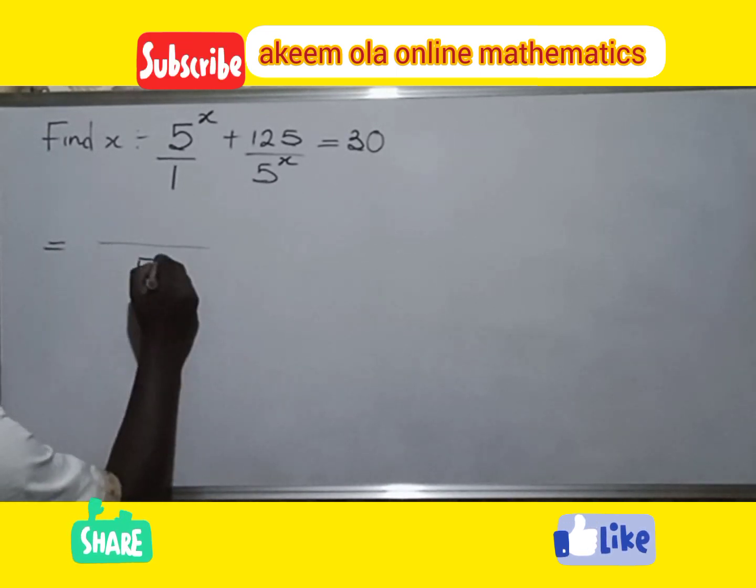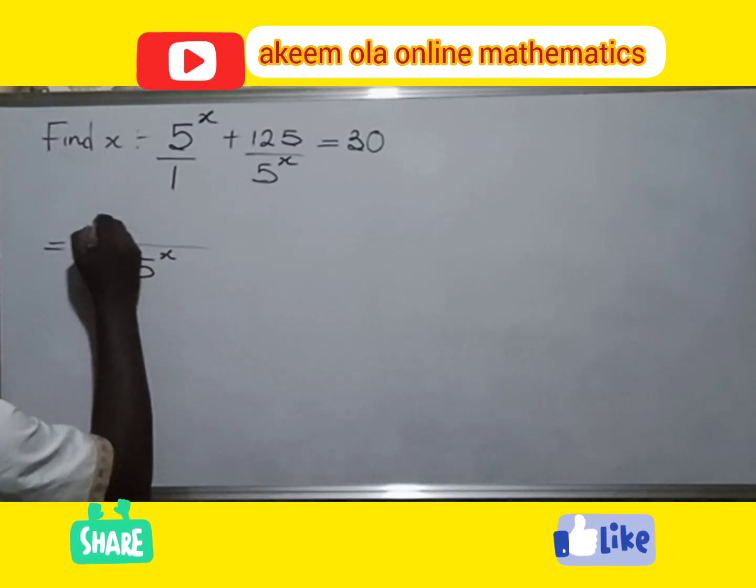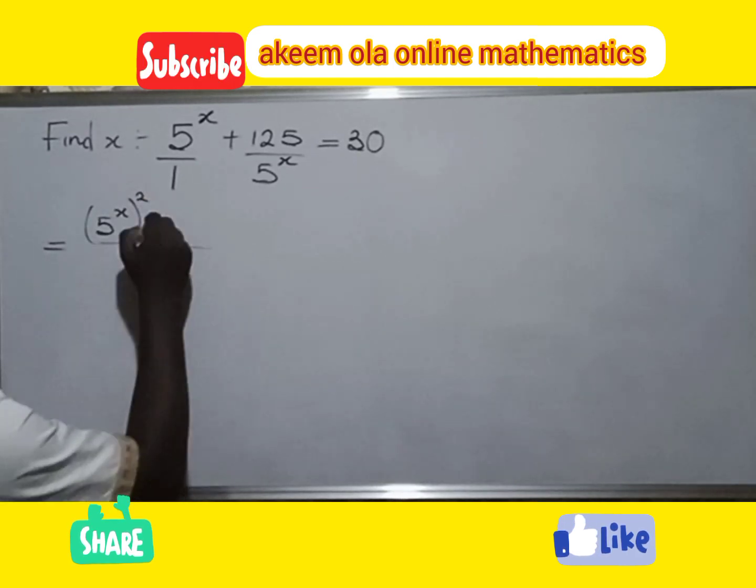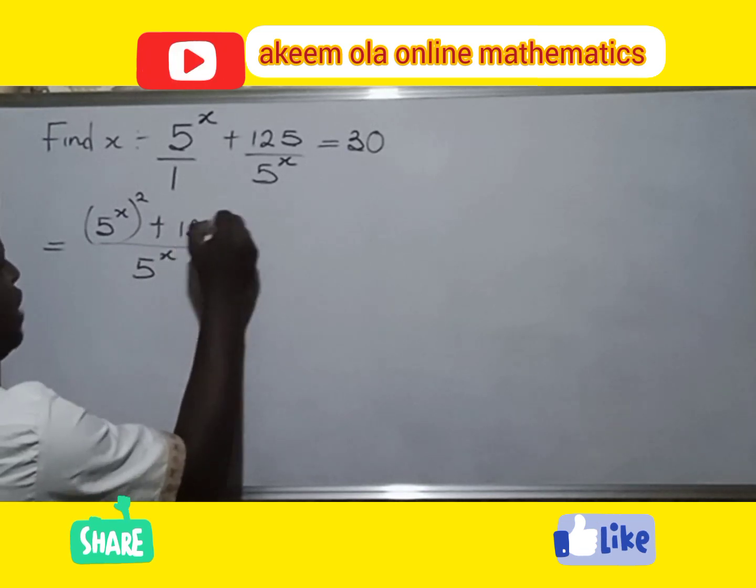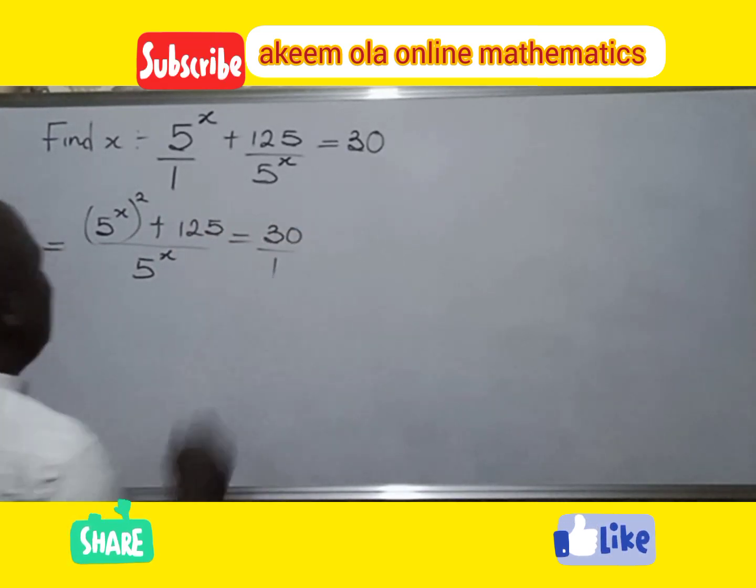5 raised to power x. Here I will have 1 here is 5 raised to power, then I will multiply. I will have 5 raised to power x. I have 2 there. Plus this in this will give us 1, that is 125. I have 125 there. Everything is now equal to 30 all over 1.